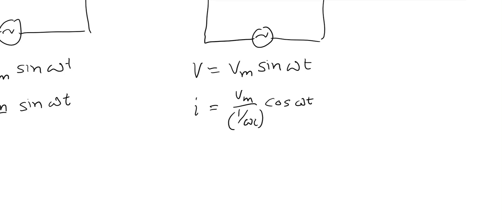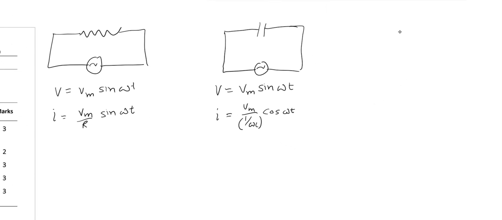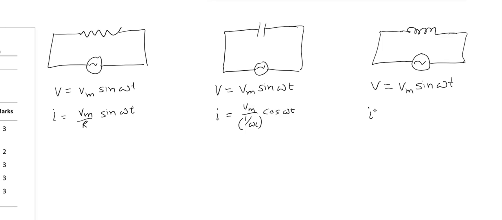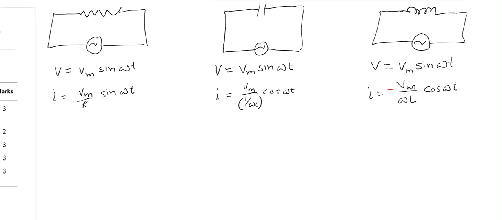Okay, and if I consider an inductive circuit, an AC source connected with an inductor only, then if V is Vm sine omega t, I will be Vm by XL or Vm by omega L cos omega t with a negative sign. Okay, if you have forgotten these equations, you can go back to the previous video and check by yourself.